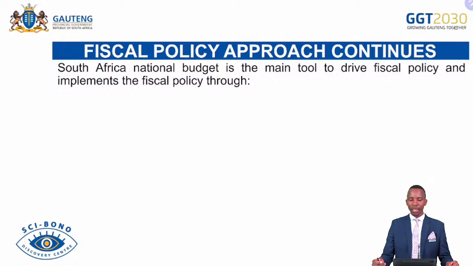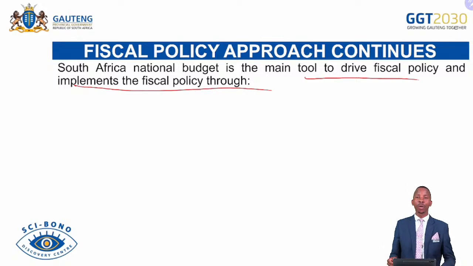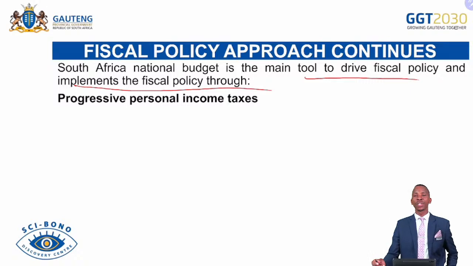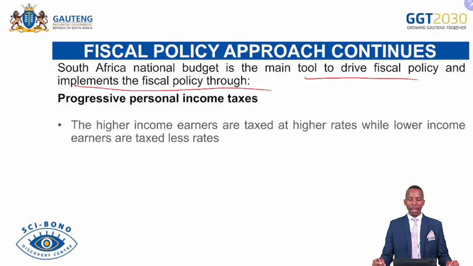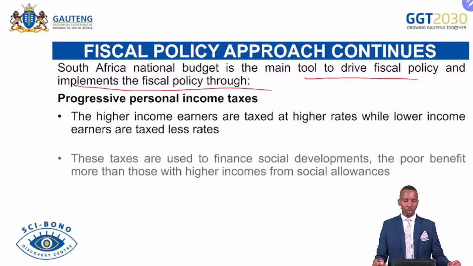The South African national budget is the main tool to drive and implement fiscal policy through the following. Progressive tax system. Remember, we said a progressive tax system occurs when high income earners are being taxed more than low income earners, and the whole of these revenues received through this taxation are used to benefit the poor in the economy.